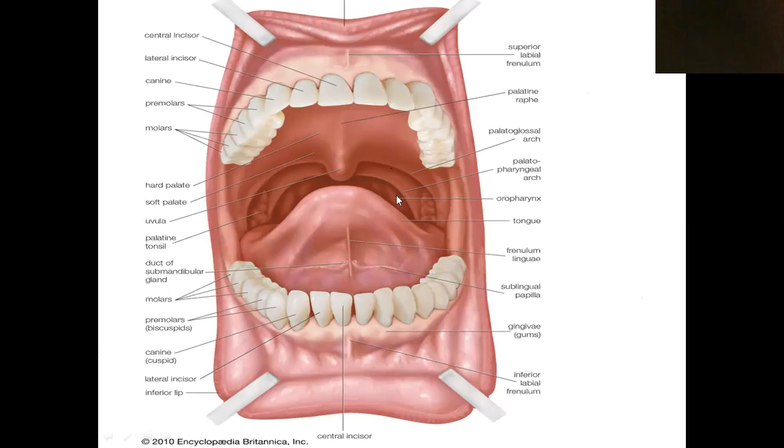Between those two folds there is a gap. That gap is known as the tonsillar fossa, and the palatine tonsil is located there. Palatoglossal fold, palatopharyngeal fold.